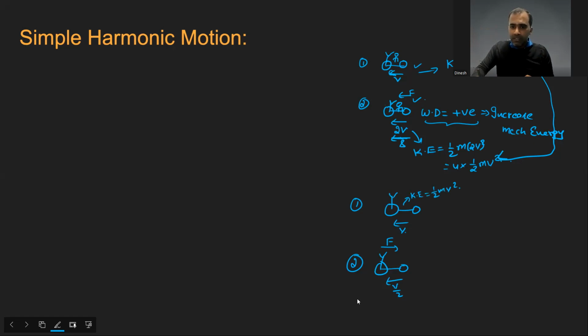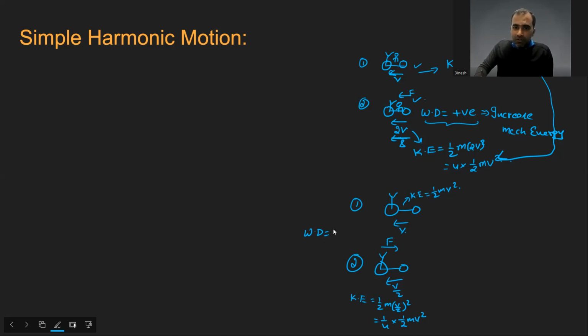What is the kinetic energy? In the second case, after you apply the force in the opposite direction, it is half m (v by 2) whole square, which is 1/4 of the kinetic energy which it initially had. Why is that happening? Because of work done. What is the work done? Kinetic energy has reduced, or mechanical energy has reduced. Why did it reduce? Because work done is negative. Because work done is negative, energy reduced.